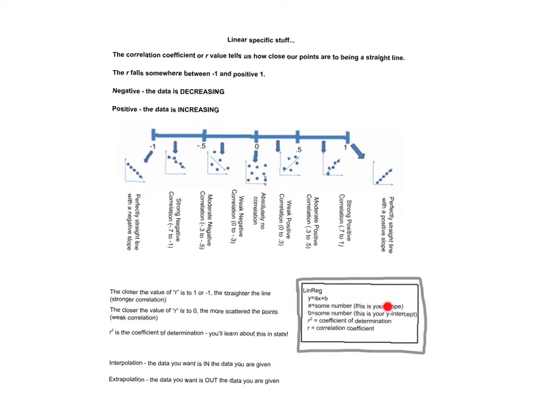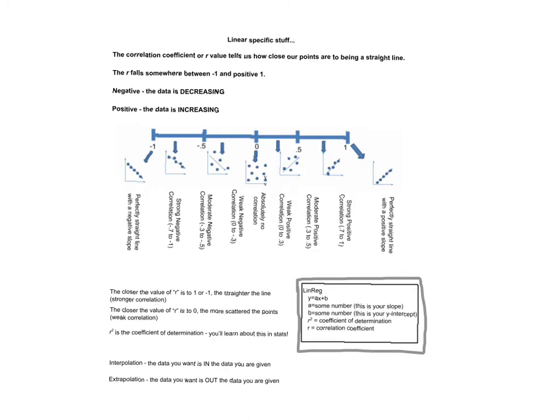A is some number, it's your slope. B is some number, it's your y-intercept. R squared and R are the two other things we're going to talk about today. R squared is what's called the coefficient of determination. That's something you're going to learn about in stats. It's basically telling you how accurate your predictions are going to be. But again, that's something you're going to learn about in statistics. I'm just focusing today on showing you how to find it, and then in statistics you'll learn what it means and how you really interpret that.